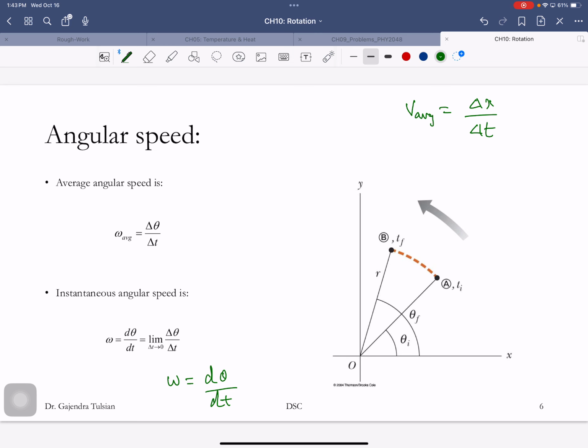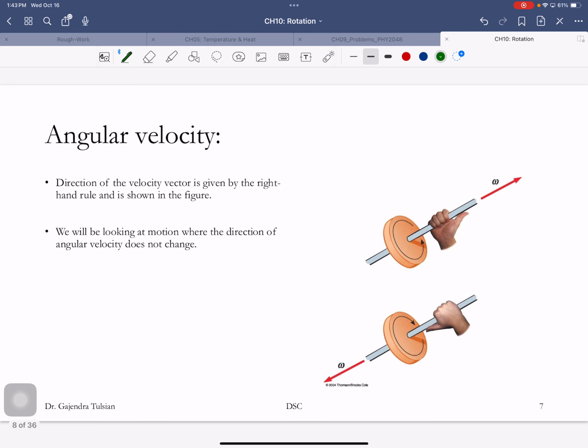Okay, so what is the direction of the velocity? For one-dimensional motion, the velocity was either in that direction or that direction. Here's the convention for the direction of the velocity. If an object is spinning like this, use your right hand. If your fingers point in the direction of the rotation, your thumb points in the direction of the velocity.